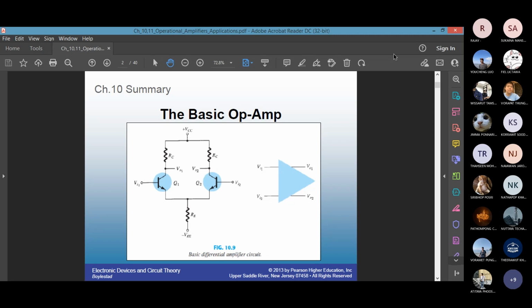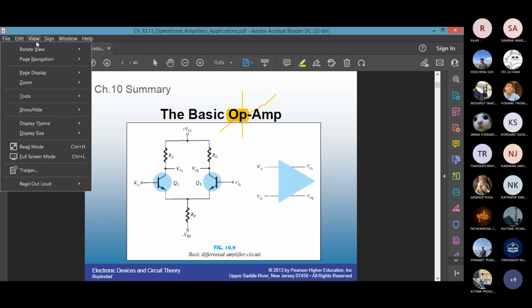The title of this slide, I find it is misleading. It is not quite okay. It says the basic op-amp. I would like to disagree with this because this title is not talking about op-amp. It is talking about differential amp. How do I cross it out? You should read the basic differential amp. The picture in front of you is a basic differential amp, not the basic op-amp.